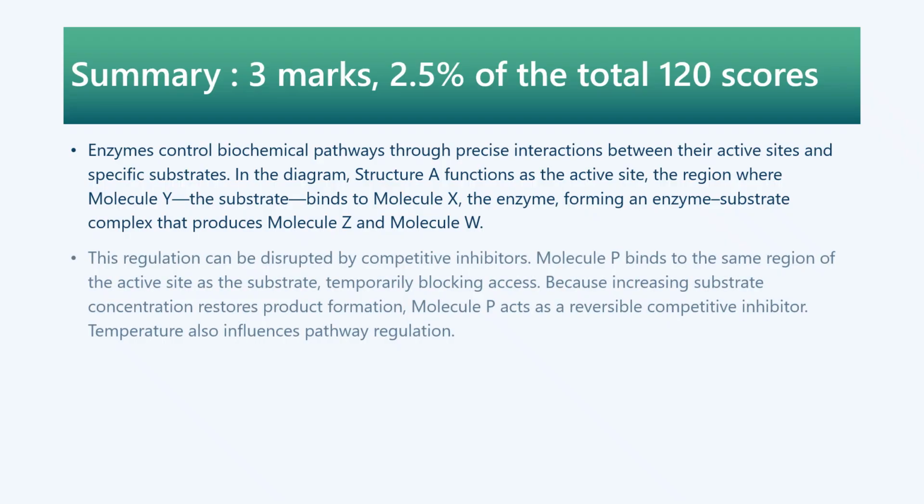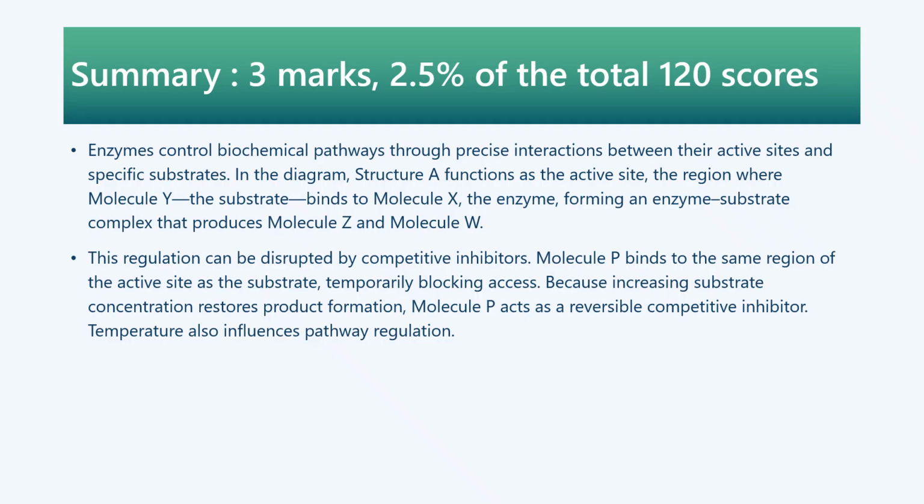This regulation can be disrupted by competitive inhibitors. Molecule P binds to the same region of the active site as the substrate, temporarily blocking access. Because increasing substrate concentration restores product formation, molecule P acts as a reversible competitive inhibitor.